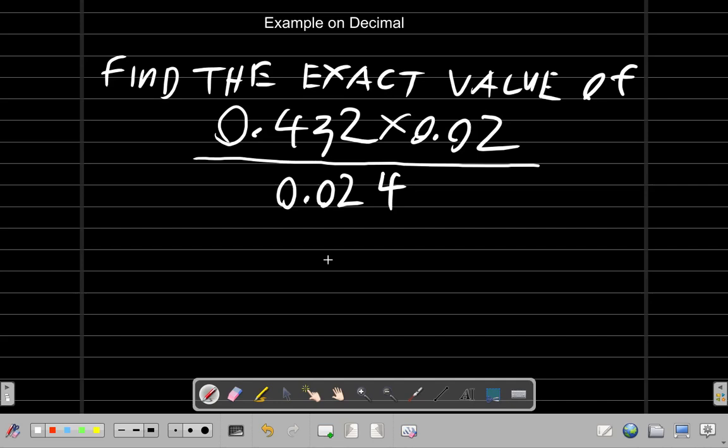Here's an example on decimals. You must find the exact value of 0.432 times 0.02 divided by 0.024. This is from an old CSEC mathematics past paper. What I want you to do is pause the video and try this.